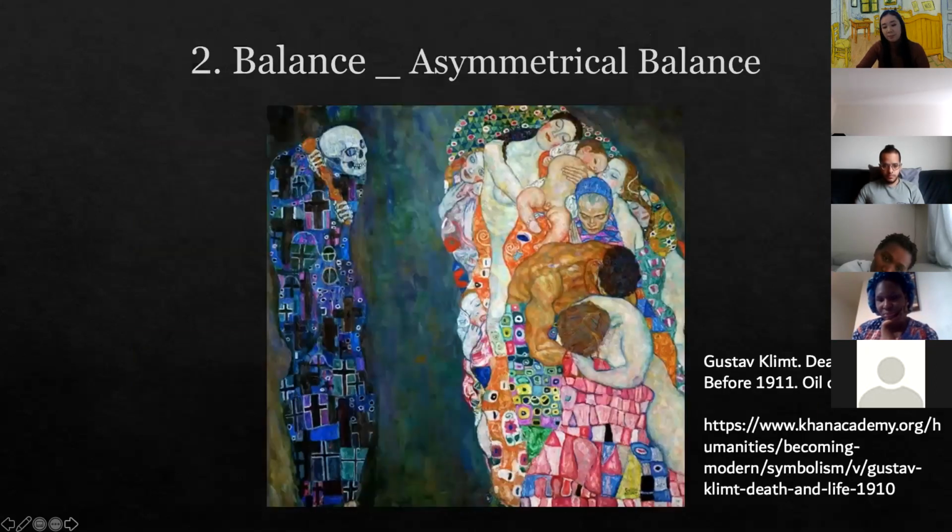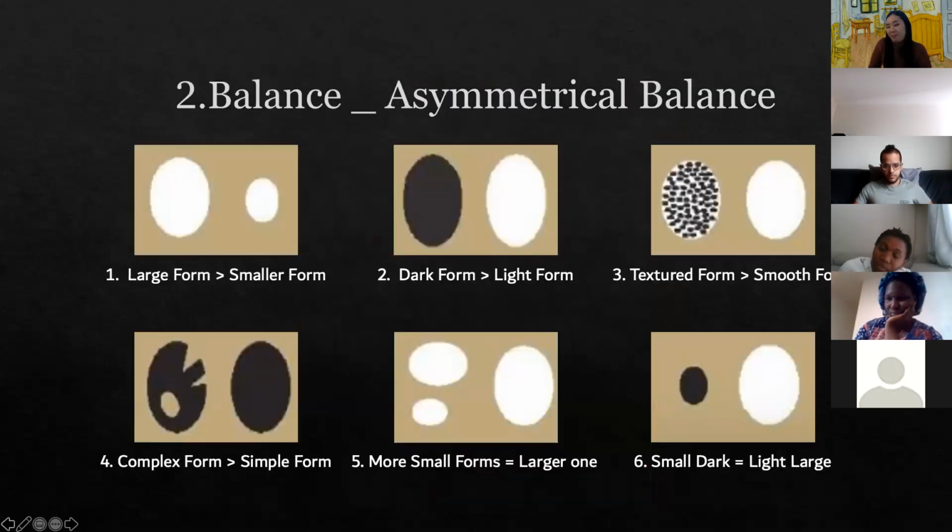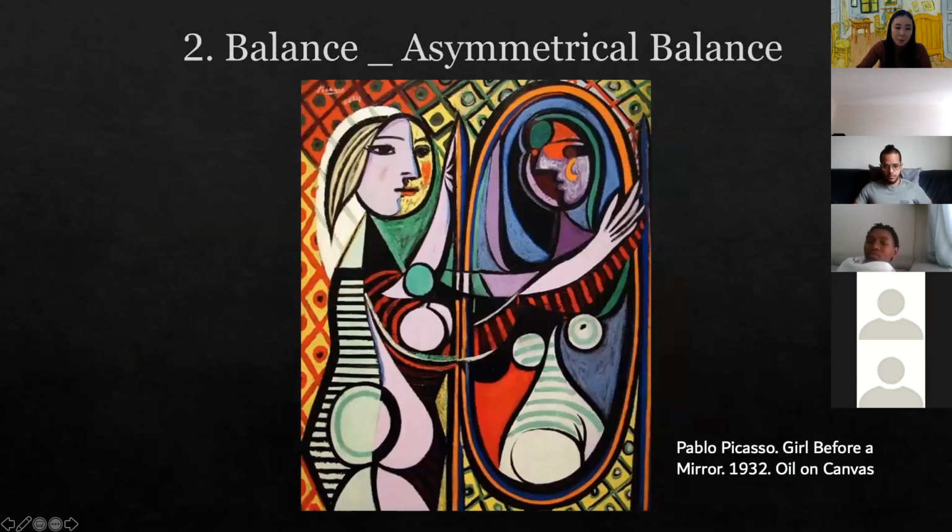How about this? So this is Gustav Klimt's painting. Can you guess which asymmetrical balance type Gustav Klimt used in this painting? So let me show you the options again here. Number 6. Very good. Number 6, a small dark form equals a larger light one.